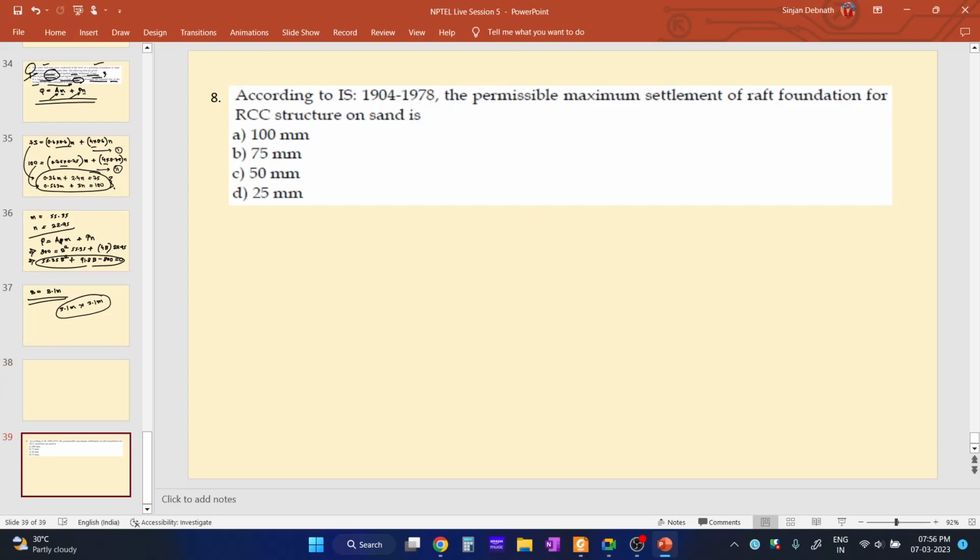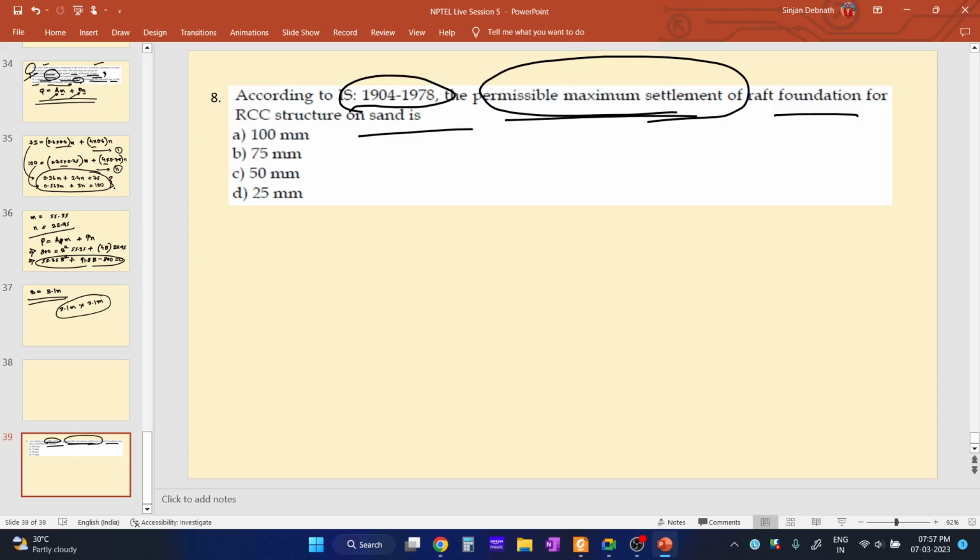The last question is, according to IS 1904/1978, the permissible maximum settlement of raft foundation for RCC structure. This is only a one word answer. The maximum permissible settlement according to IS 1904/1978 for raft foundation is 75 millimeter. It is according to the code.